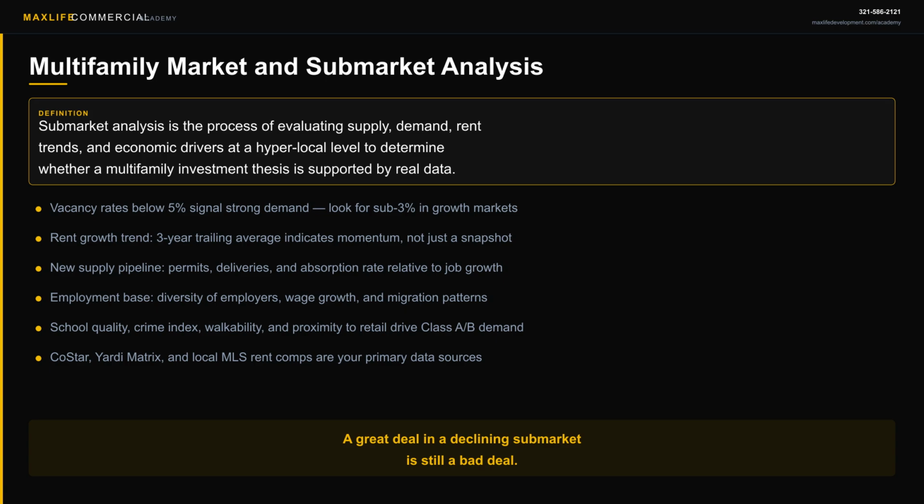And look at the employment base. A submarket anchored by one employer or one industry is fragile.